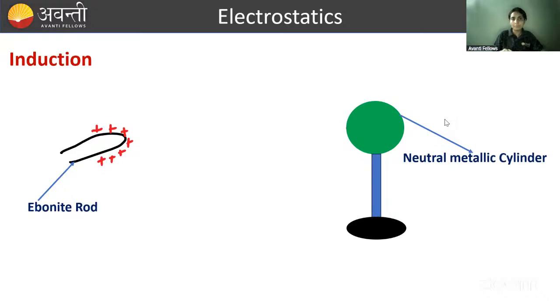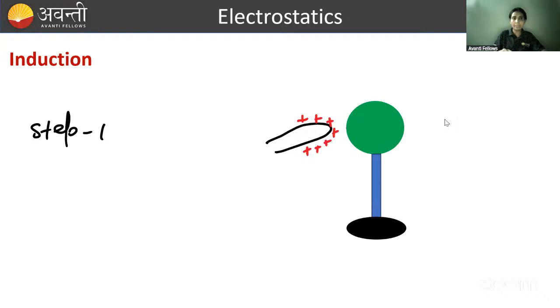Okay. So this is one rod here which is positively charged. This is a neutral metallic cylinder. What is happening here? Step one, we are bringing this positive charge closer to this. We are not bringing them in contact. We are not establishing contact. Okay, just close by.